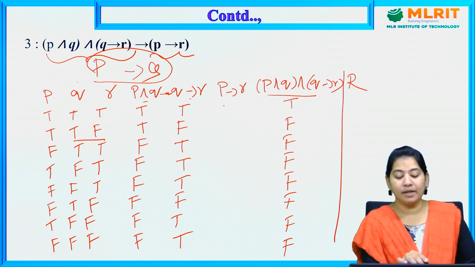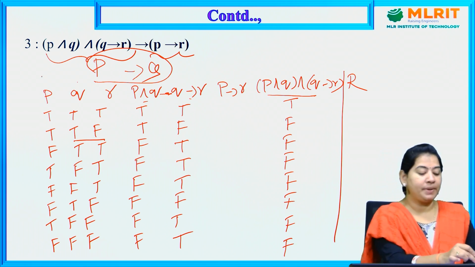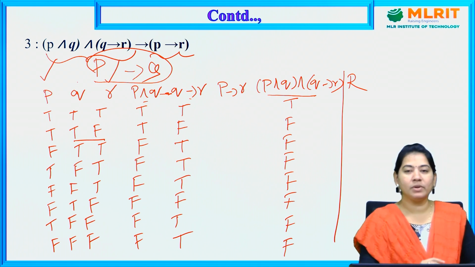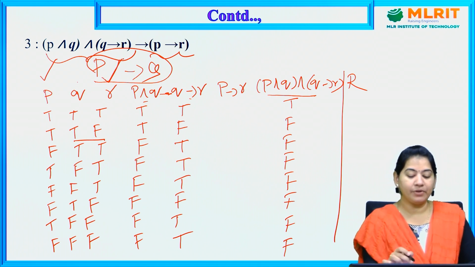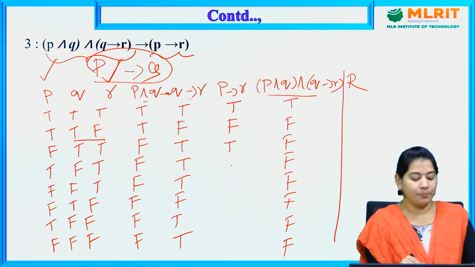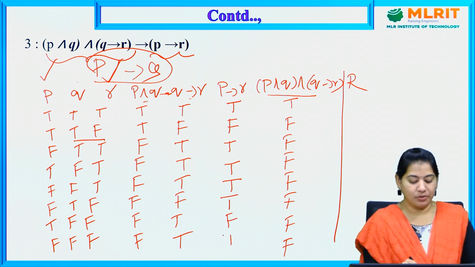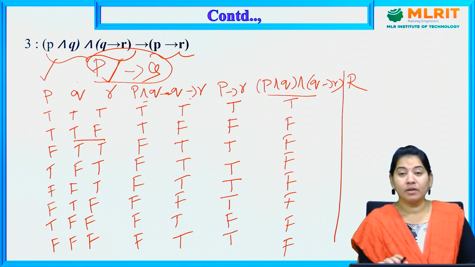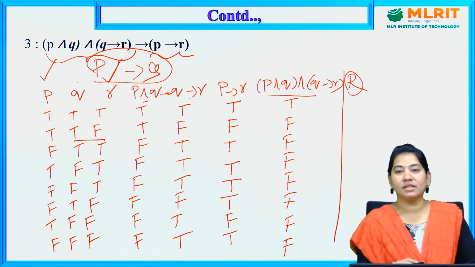Now let us go for this P implies R. P is the first column and the second one, the third column, is R here. Now apply the implication here. If you apply the implication, the first one true, second one is false, third one is true, fourth is true, fifth is true, sixth one is also true here, seventh one you will get false, eighth one you will get true. Now, what is the resultant answer here?